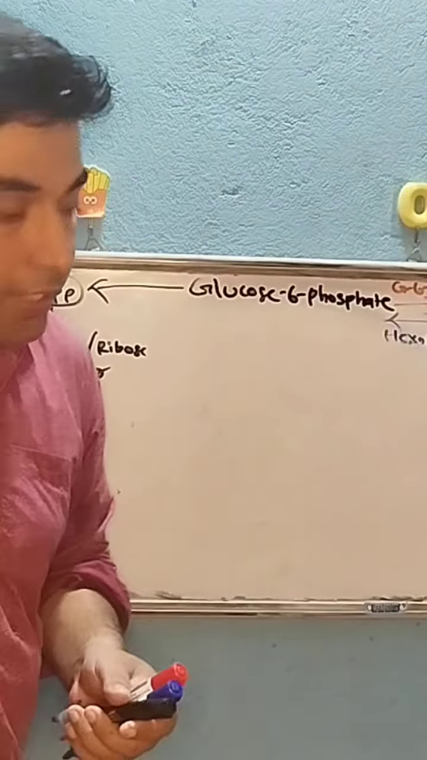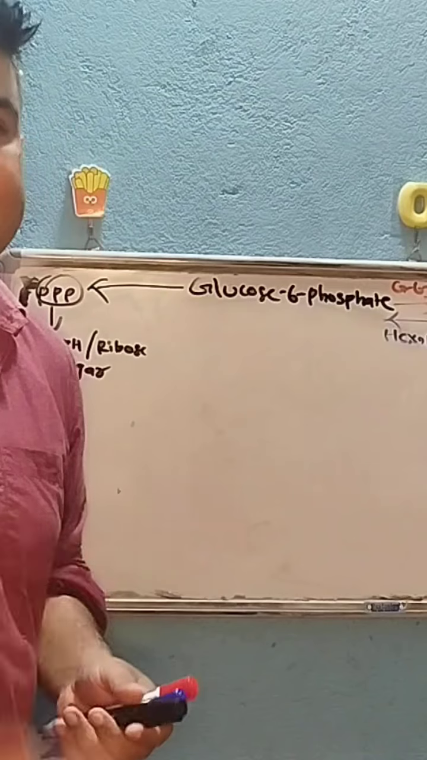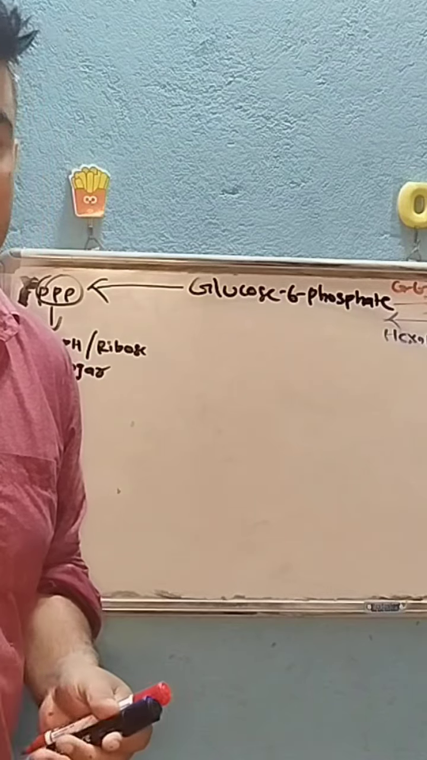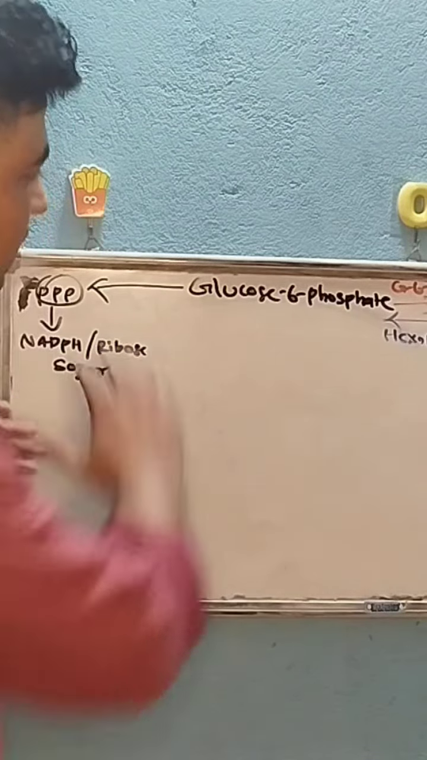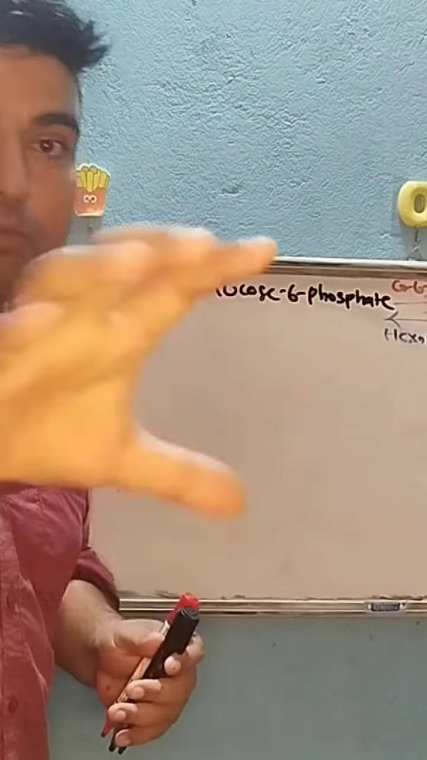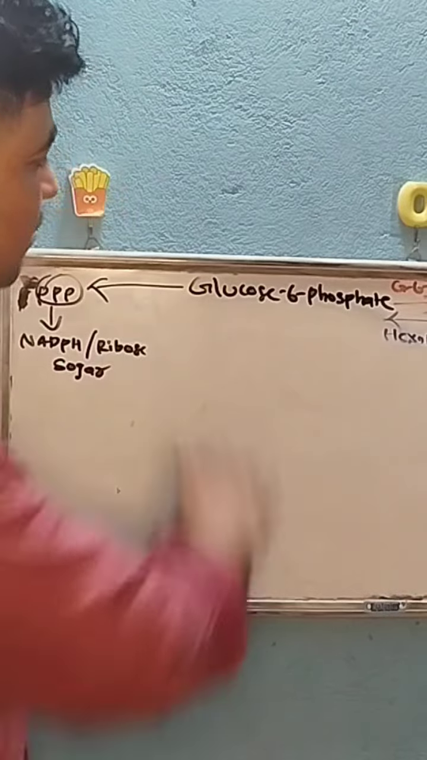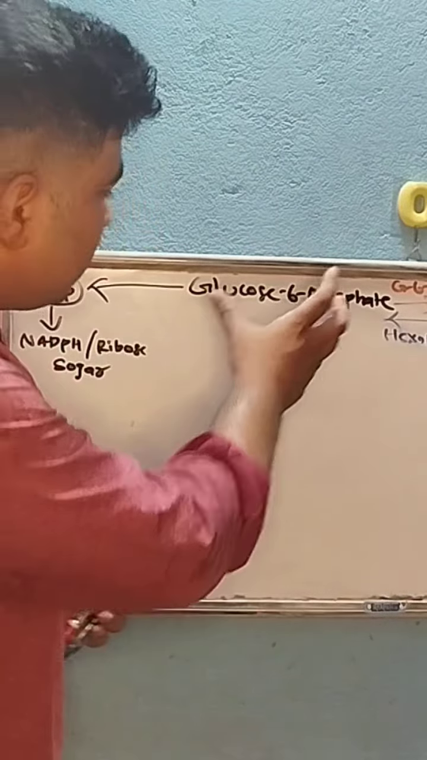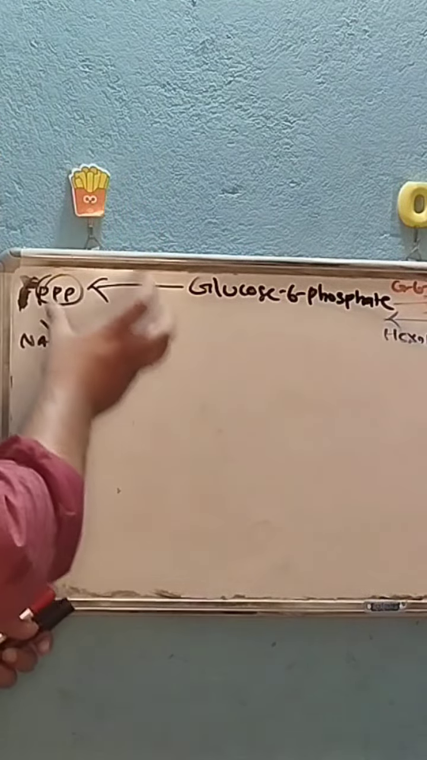Hello friends, good morning. So in this video I'll be talking about the second part of metabolism. Yesterday we discussed up to glucose 6-phosphate, that is formed from glucose 1-phosphate by the enzyme phosphoglucomutase. Now this glucose 6-phosphate can be a source for the pentose phosphate pathway.